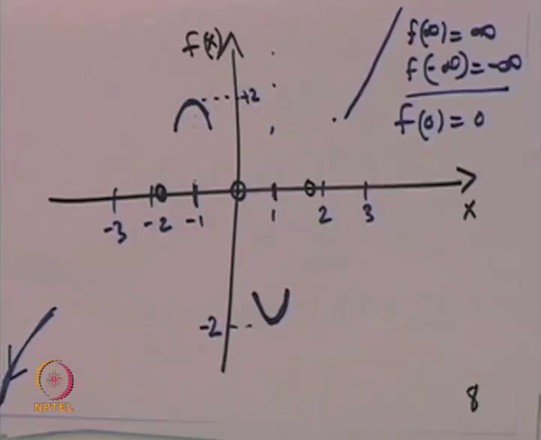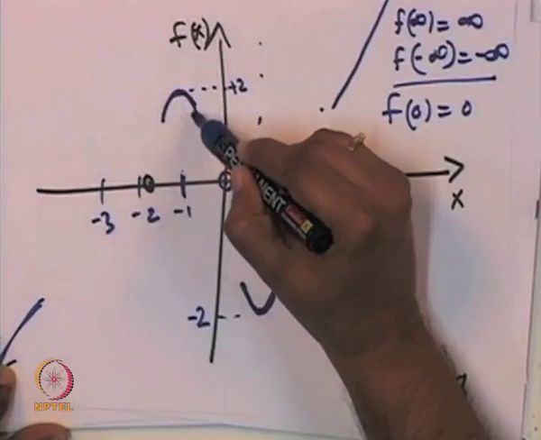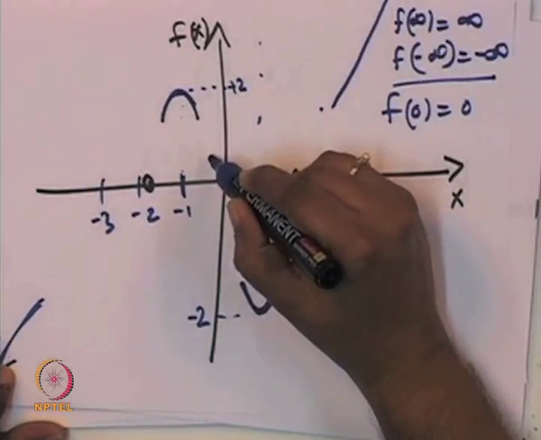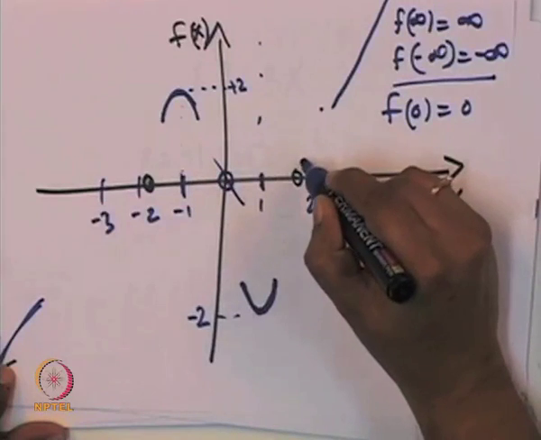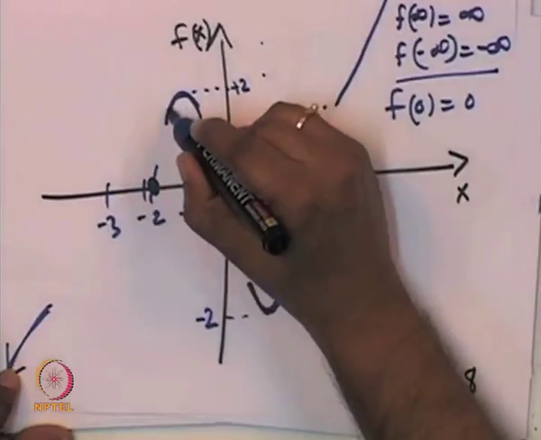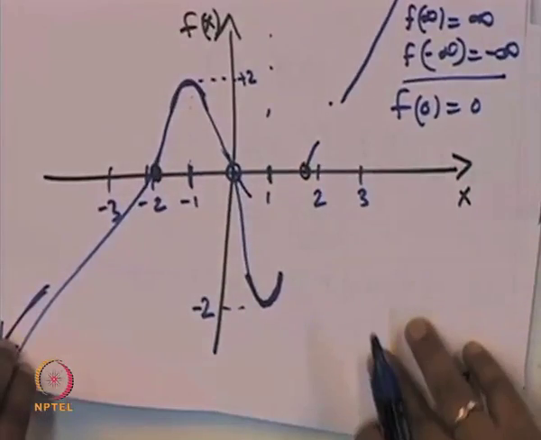Have a look at this. We know that at the ends it goes like this, that there is a maxima here and a minima here, and that it should go through 0 here, here, and here. So, if we join all this together smoothly, we can combine all this knowledge into a nice graph.